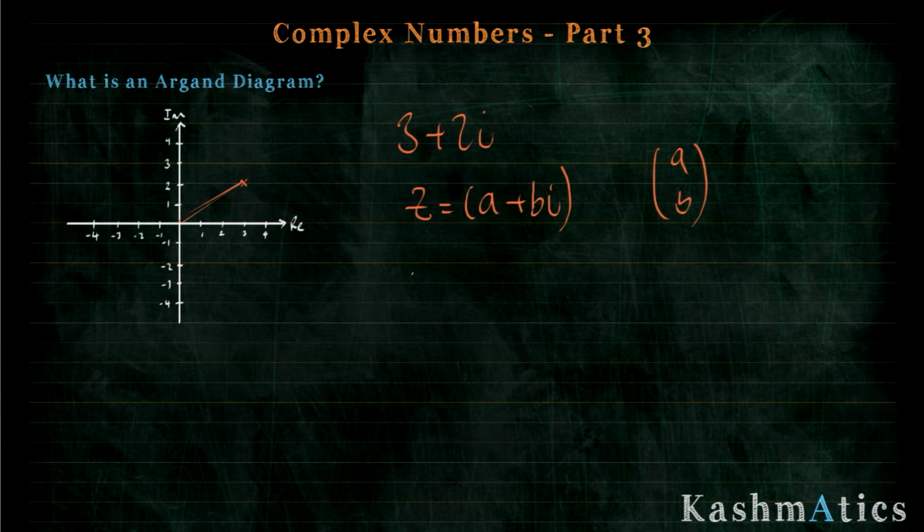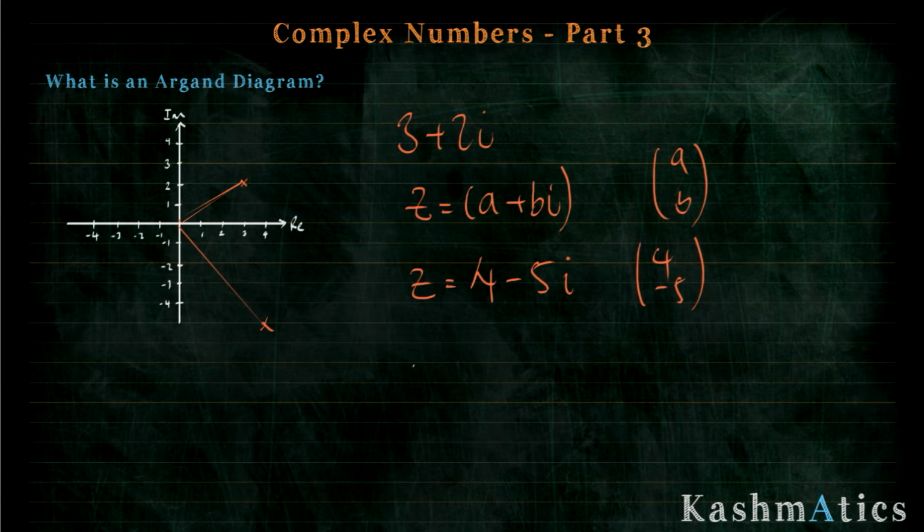Let's just say we have z equals something like 4 minus 5i. I'd use the vector (4, -5), so I'll go 4 across and minus 5, so it'd be somewhere down here, and I would draw a line from there to there. So that's that number represented on the Argand diagram.